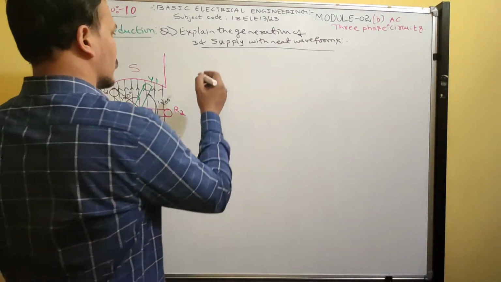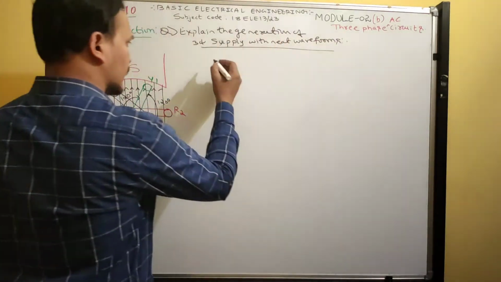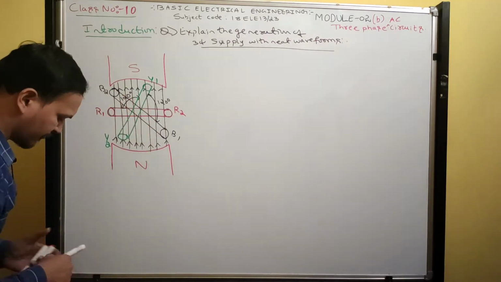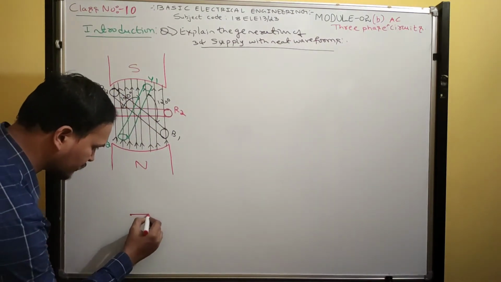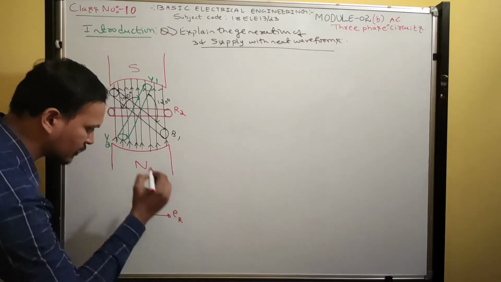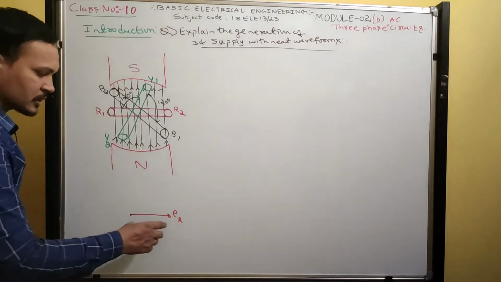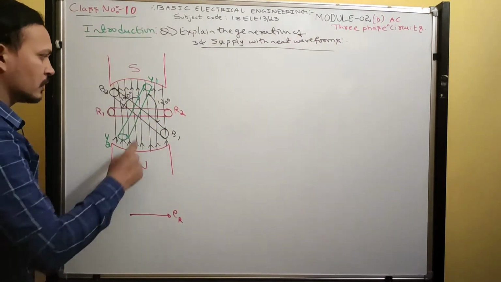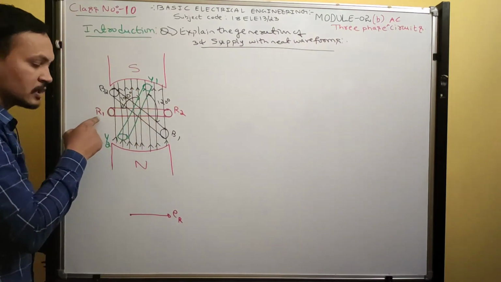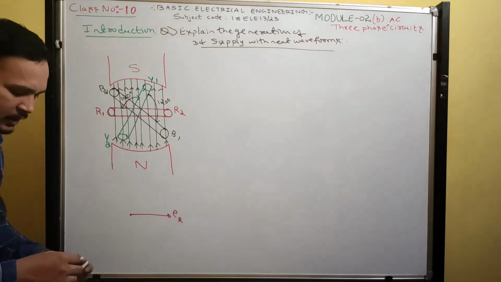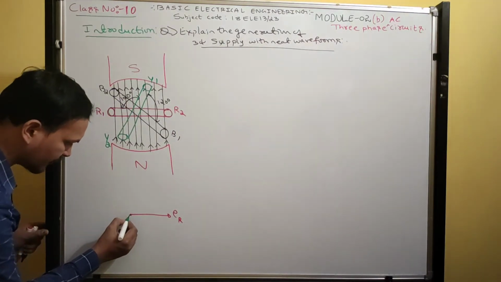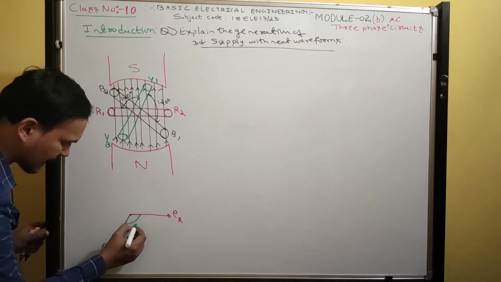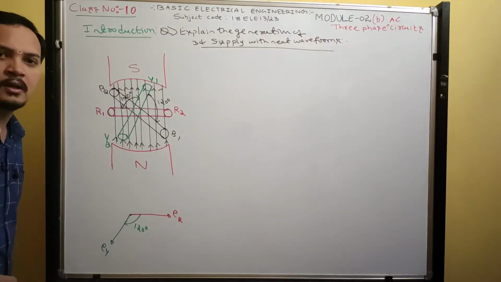We know that whenever a conductor cuts the flux, an EMF will be induced. So the EMF induced in the R phase is ER. With respect to the R phase, I am defining the EMF induced in the other windings. The EMF induced in the Y-phase winding with respect to the R phase lags by how many degrees? 120 degrees. So the EMF induced in the Y phase, that is EY, lags the R phase by 120 degrees.